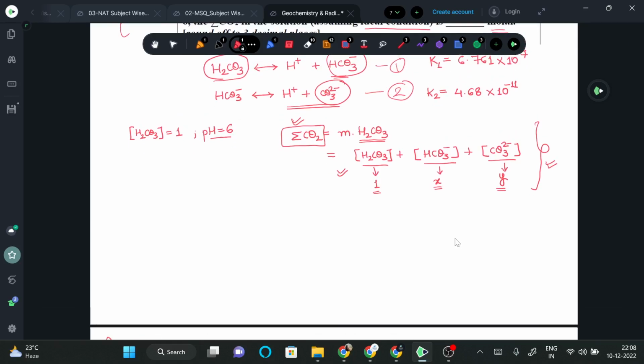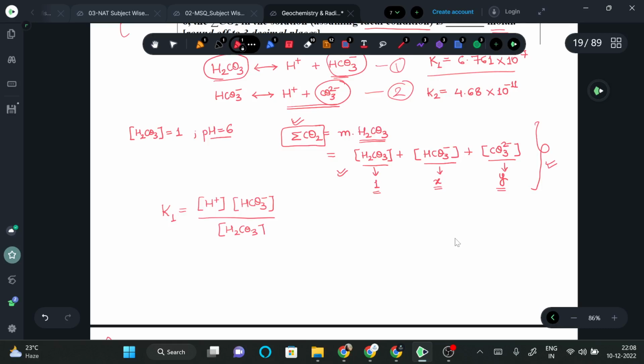Using K1, the first reaction, what will be K1? H plus concentration into HCO3 minus concentration divided by H2CO3 concentration, right? Products divided by reactants, and here it will be power 1 for all, because there are no exponents here. This is given to us as 6.761 into 10 to the power minus 7.